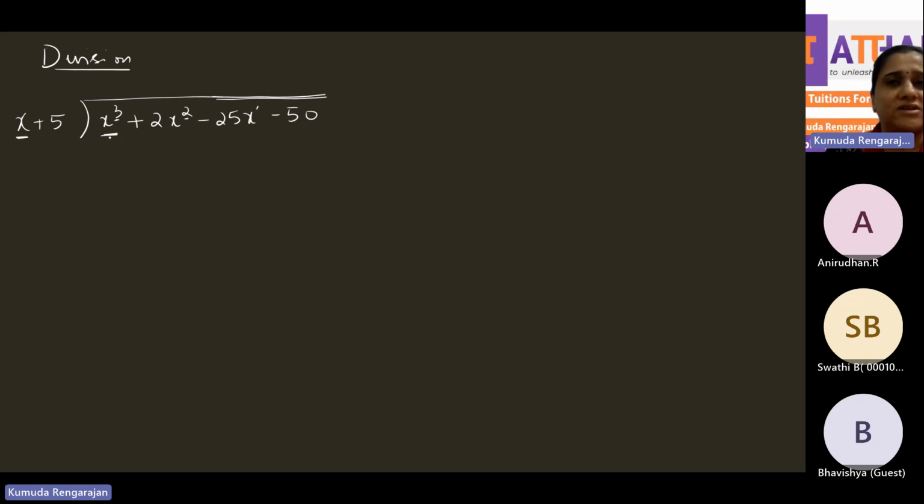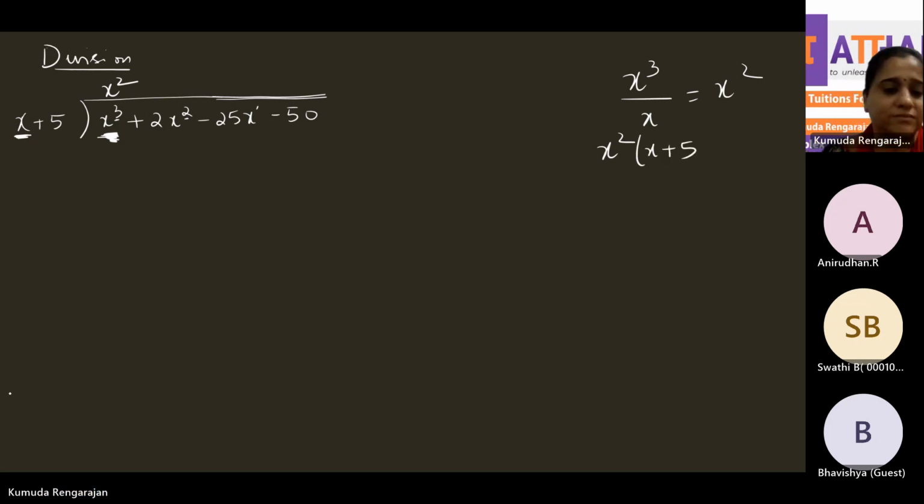That is, divide the first term of the dividend by the first term of the divisor. X cubed divided by x is x squared. Correct? That is the first term in the quotient. Now multiply that first term, whatever you get in the quotient, by the divisor x plus 5.